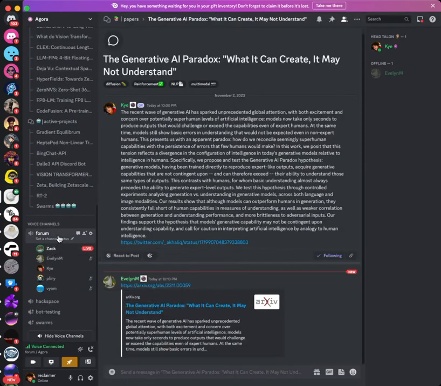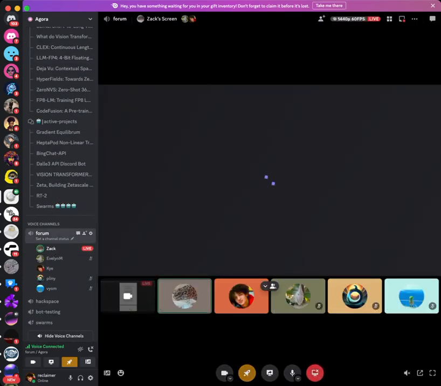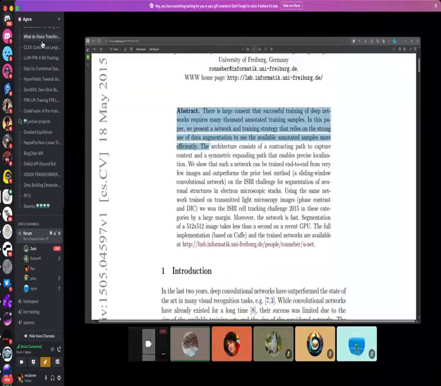...observable annotated samples more efficiently. This architecture consists of a contracting path to capture context and a symmetric expanding path that enables precise localization. We show that such a network can be trained end-to-end from very few images and outperforms the prior best method, a sliding window convolutional network.